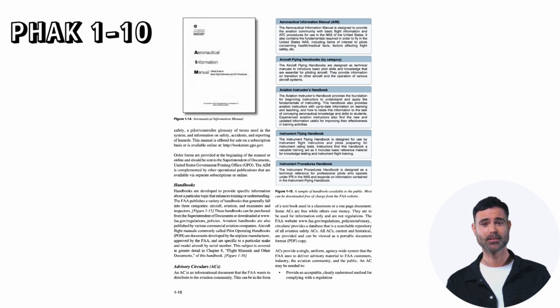Advisory Circulars, ACs. An AC is an informational document that the FAA wants to distribute to the aviation community. This can be in the form of a textbook used in a classroom or a one-page document. Some ACs are free, while others cost money. They are to be used for information only and are not regulations. The FAA website provides a database that is a searchable repository of all aviation safety ACs. All ACs, current and historical, are provided and can be viewed as a portable document format, PDF, copy.